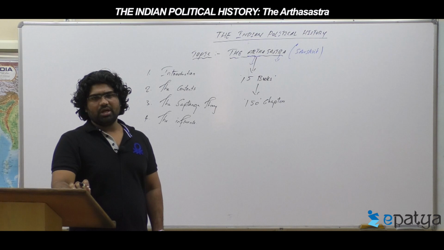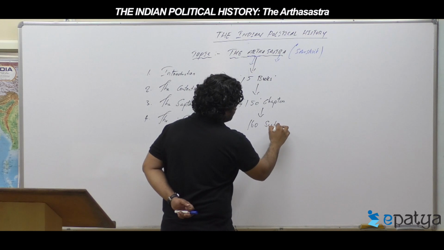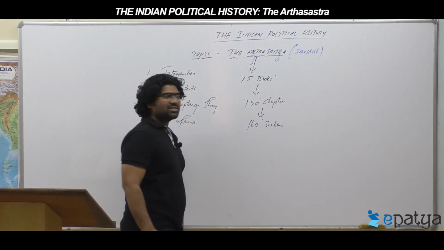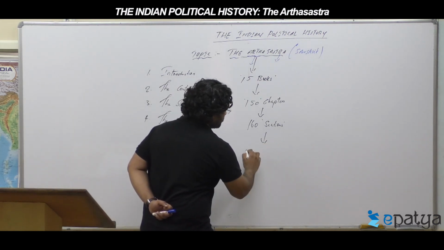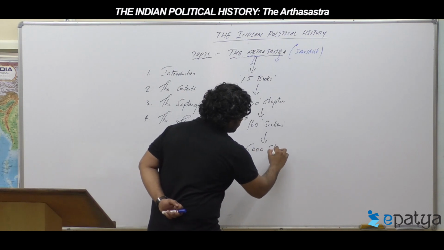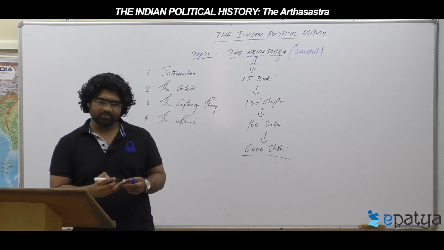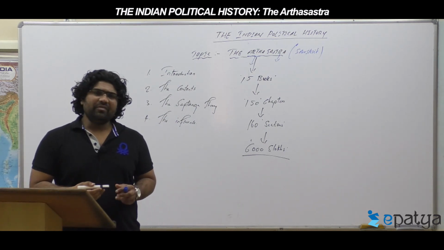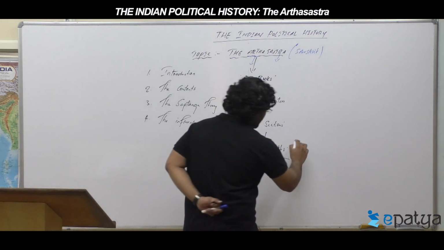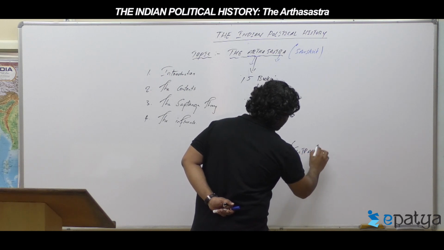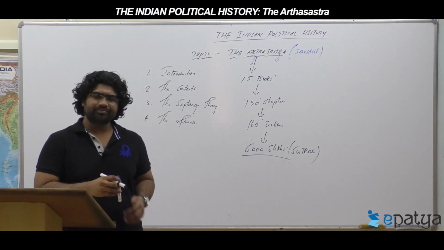These 150 chapters were further classified into 160 sections, and it finally comprises 6,000 slokas. Can we call it sloka? Rather than calling it sloka, we can call it sutra. When I say the word sutra, I'm referring to a formula.